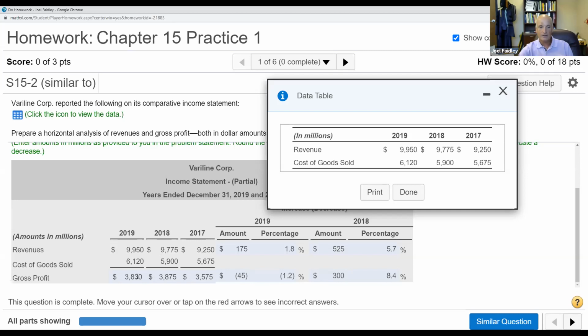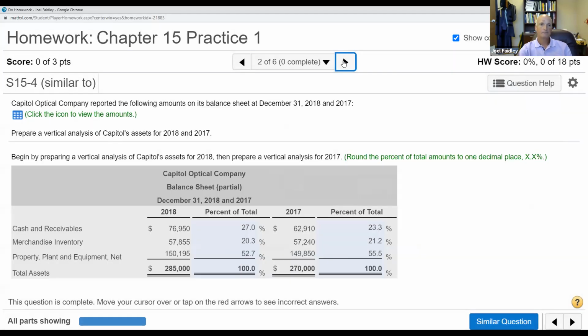And then you've got this one from 2018 to 2019, your gross profit went down. That's why it's a negative 45. But still, negative 45 divided by 38.75 gives you a negative 1.2. All right, so that's number one.